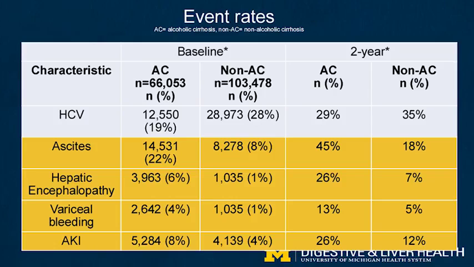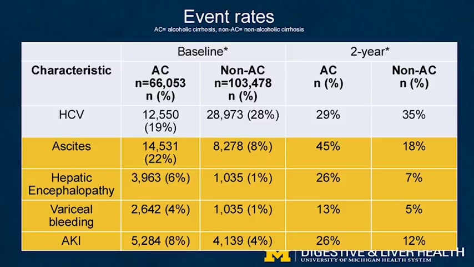We looked at event rates, meaning how many decompensating events did these patients have, trying to see, are these patients sicker at presentation? And effectively, the takeaway from this slide is that they are. So when they show up with their first diagnosis, they are more likely to have ascites, hepatic encephalopathy, a variceal bleed, and kidney injury. And when we project this out to 2 years, that holds true. So they tend to have more decompensating events and to just be sicker when they're showing up for the first time, and that stays that way over time.